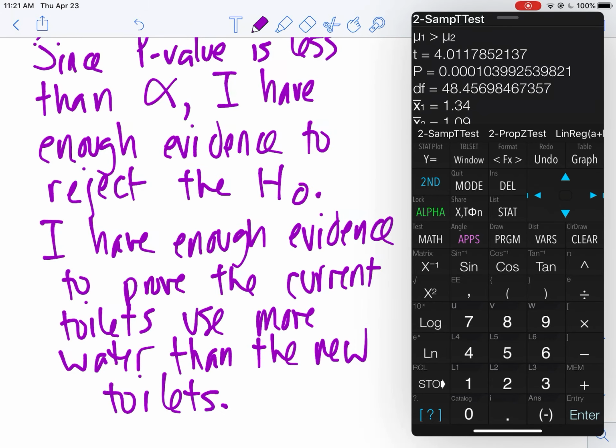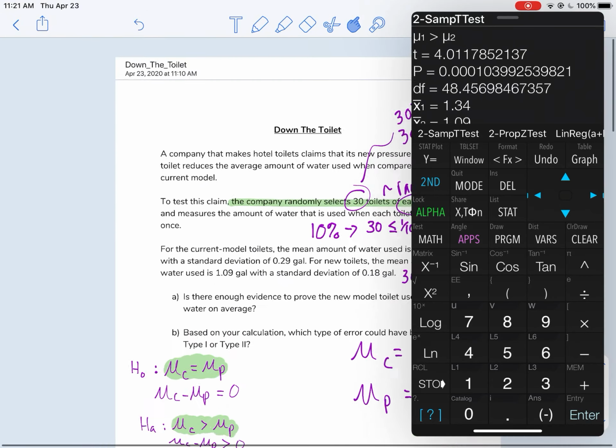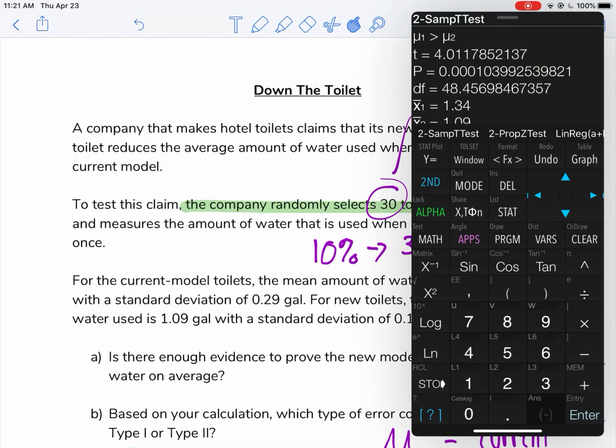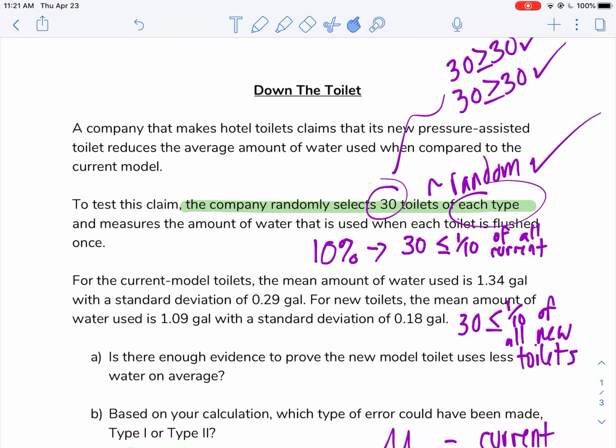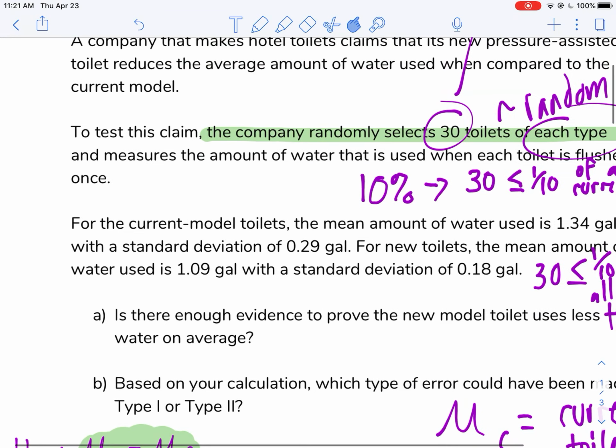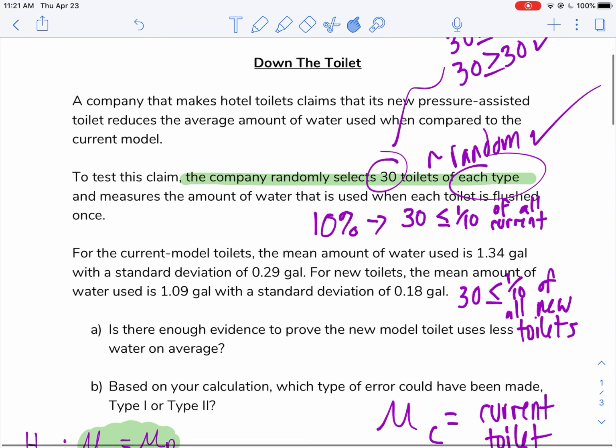So again, just to do a quick recap. I need evidence here. If I need evidence, that means I'm doing a hypothesis test. They're asking me for evidence, hypothesis test. I have 2 averages that I'm comparing. That means it's going to be a 2-sample t-test.